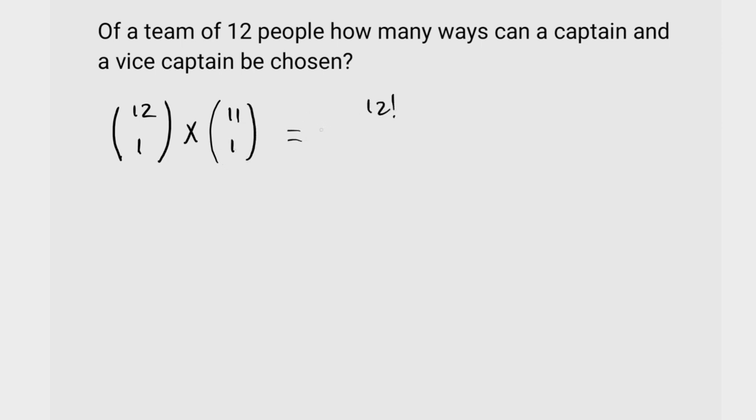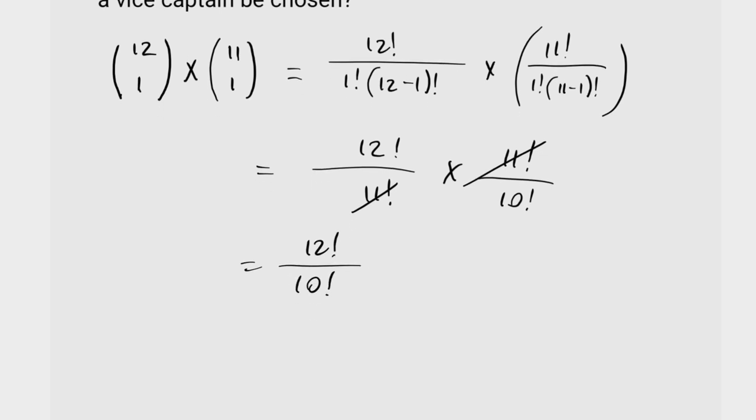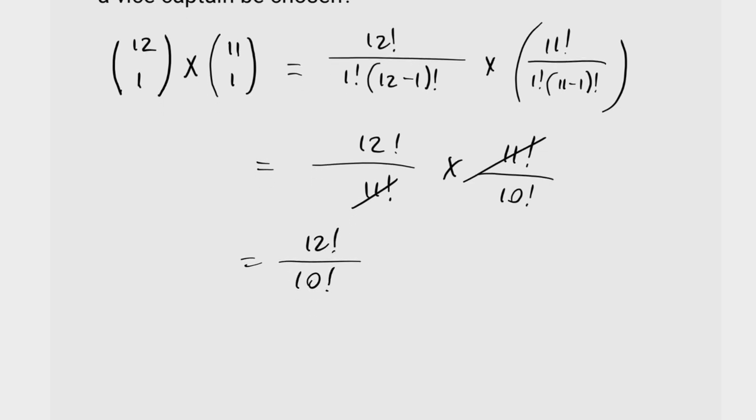Actually, 12 choose 1 is just 12, but for the sake of demonstration we could do it as 12 factorial over 1 factorial times 12 minus 1 factorial, multiplied by 11 factorial over 1 factorial times 11 minus 1 factorial. What you should notice is that this is 12 factorial times 11 factorial over, we're just going to ignore that, 10 factorial. These two cancel out, and then we're left with 12 factorial over 10 factorial. Then you could simplify, but I'm not going to.